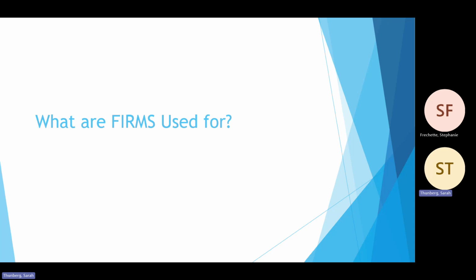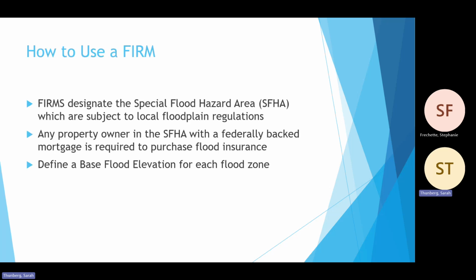So you may be asking, what are these maps used for? As we stated in the beginning, the flood insurance rate map designates the special flood hazard area, which is the area subject to local floodplain regulations. Any property owner who owns a property in the special flood hazard area with a federally backed mortgage is required to purchase flood insurance.